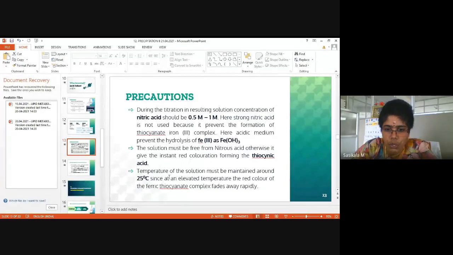Then the temperature should not rise above 25 degrees Celsius, to avoid fading of the color formation at the endpoint. So to get an accurate endpoint, we need to follow all the precautions.